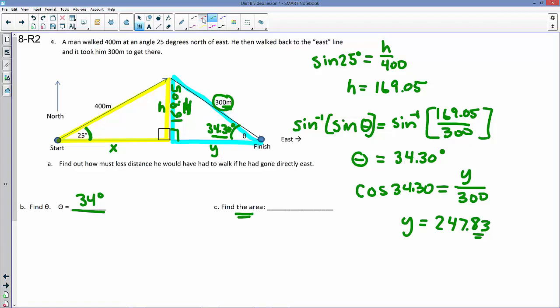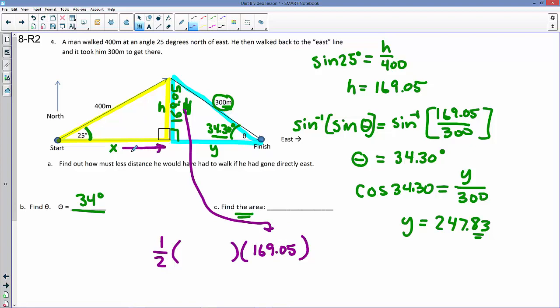Okay, so what do we need for the area of a triangle? We've done this many times before. It's 1/2 the base times the height. Now we know the height, which we found earlier, right? It's right there. It's 169.05. But we don't know the base, right? We know what x is, and we know what y is, but we don't know what the whole base is.